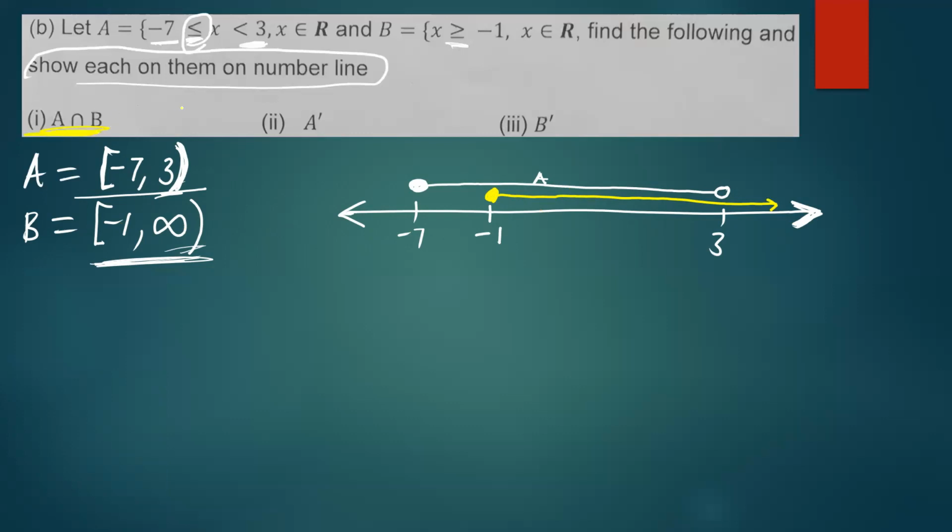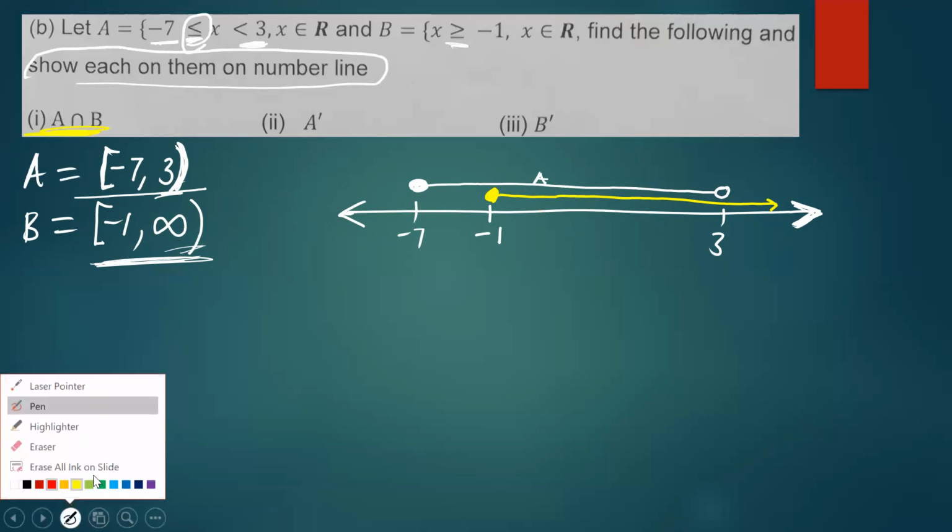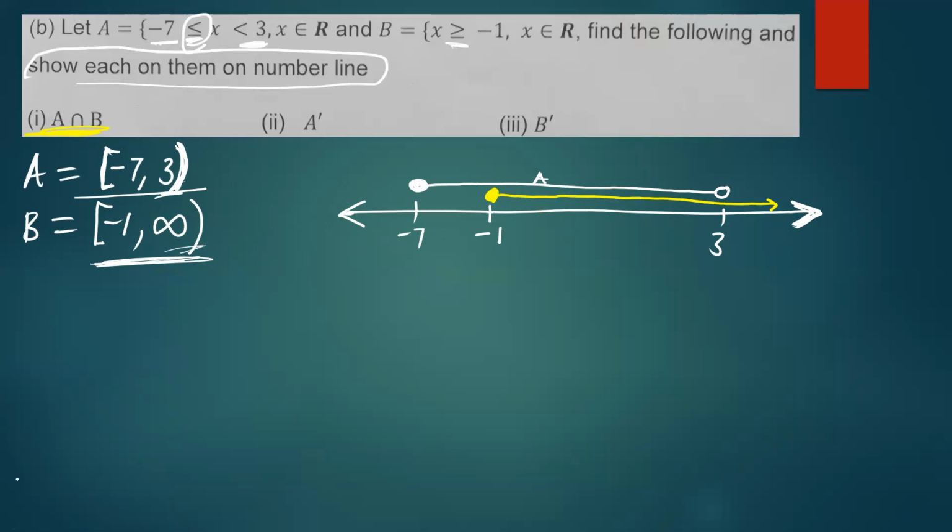A intersection B, meaning we're trying to look at the common part, the common elements between A and B. So how do we find the common element? The common part between A and B is simply the point at which the two lines, the yellow and the white lines, are meeting. This is the common part between these two lines. This is where they are intersecting. So this is our solution. That's where our solution lies.